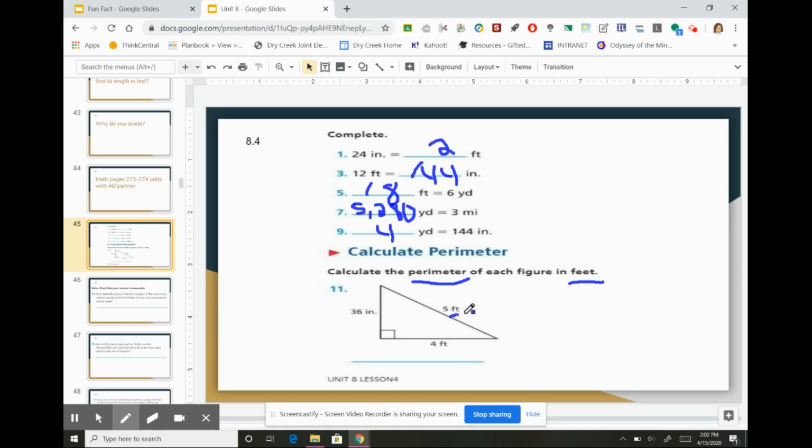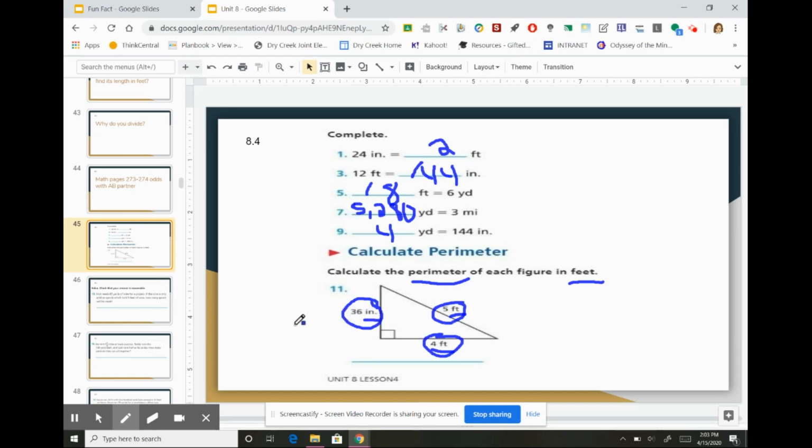Notice this one's 5 feet and 4 feet, but this is 36 inches. So, can I add those up? Well, if you said yes, you would be wrong. If you said no, I cannot add them up because they're in different units. I can add the 5 feet and the 4 feet, okay? I can add those two together, but I cannot add the 36 inches because this is in inches. So I need to convert this to feet.